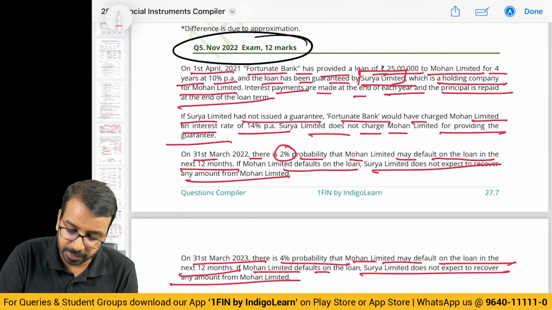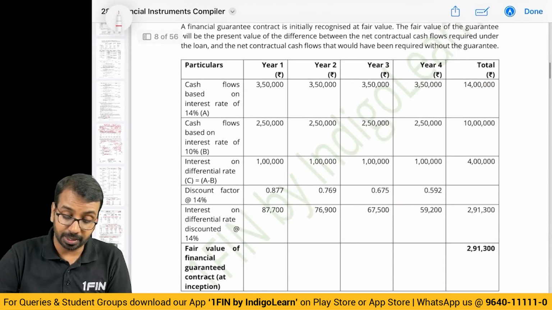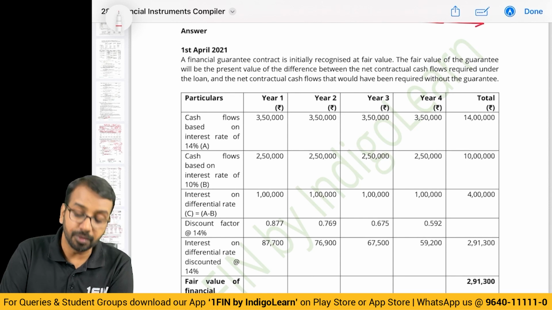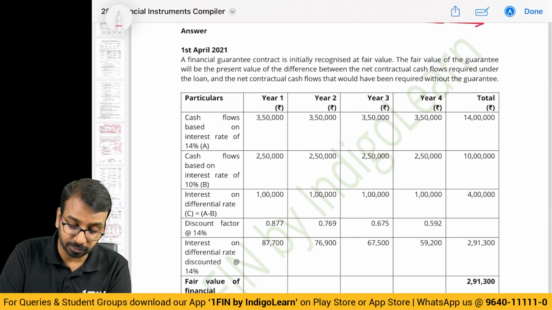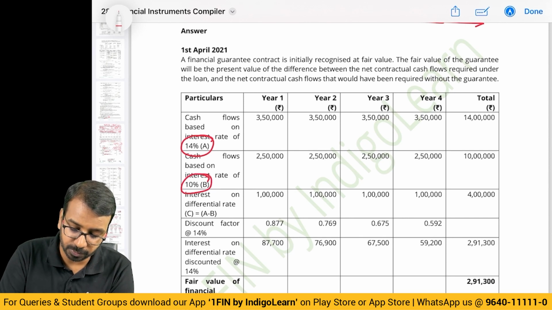The loan has been guaranteed by Surya Limited, so Surya Limited is taking up the liability. What is the liability? Liability is nothing but the present value of savings. How much is saved? If the guarantee contract was not there, you have to pay 14%. If the guarantee contract is there, you have to pay 10%. So the difference between these two is the savings.